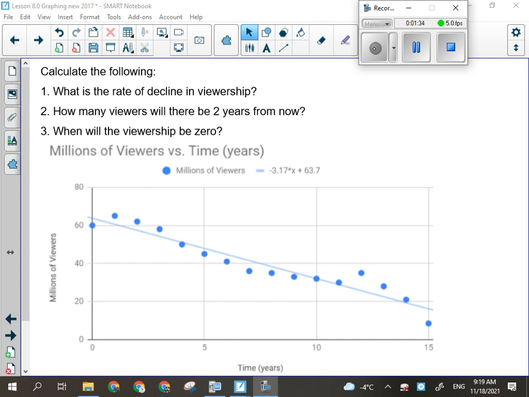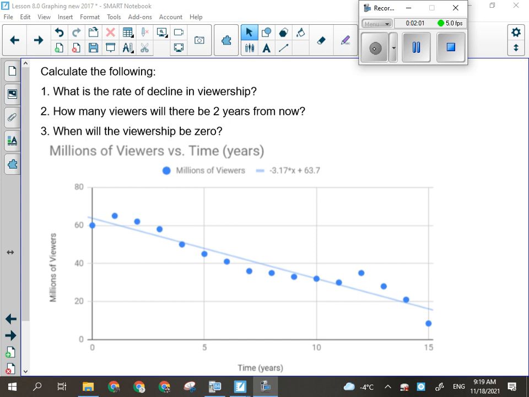How do I know that the slope of this line represents the rate at which viewers are leaving? I look at the graph and I say, on the y-axis is the number of viewers, and on the x-axis is time. So this graph is showing me what's happening to viewership as a function of time. That means the slope will tell me viewers per time interval. In this case, it's years, not seconds. But that's what it tells me.